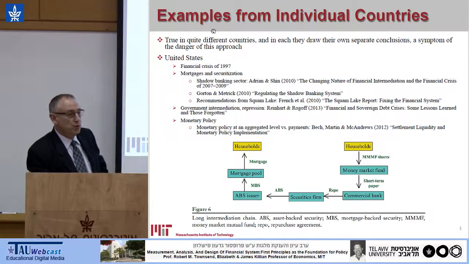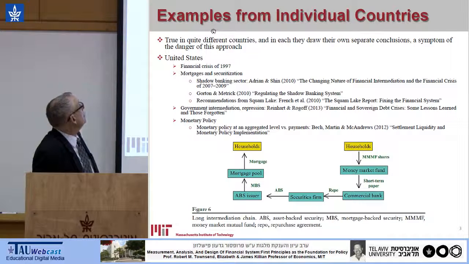So I'm going to take you through some countries just to give you the context. This is the U.S., and I'm clearly influenced by what happened in the financial crisis in the U.S., the details of what happened, and policy geared toward trying to prevent another one. And you can see from this schema the rise of the so-called shadow banking sector, which was mediating these mortgage-backed securities, and a very famous report from Squam Lake trying to get at a diagnosis of the financial crisis.